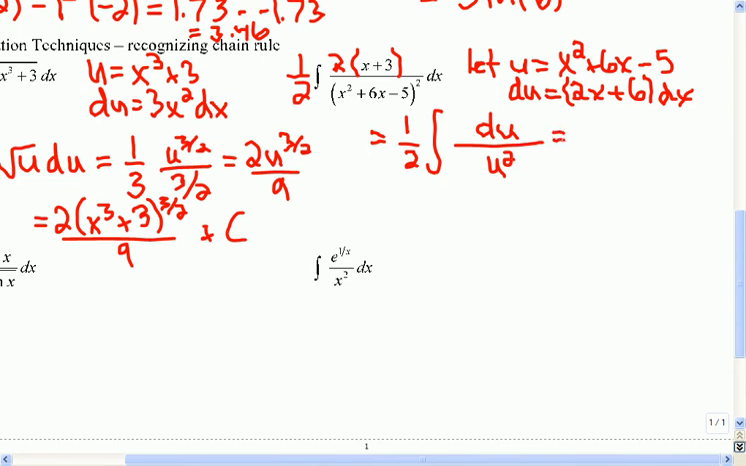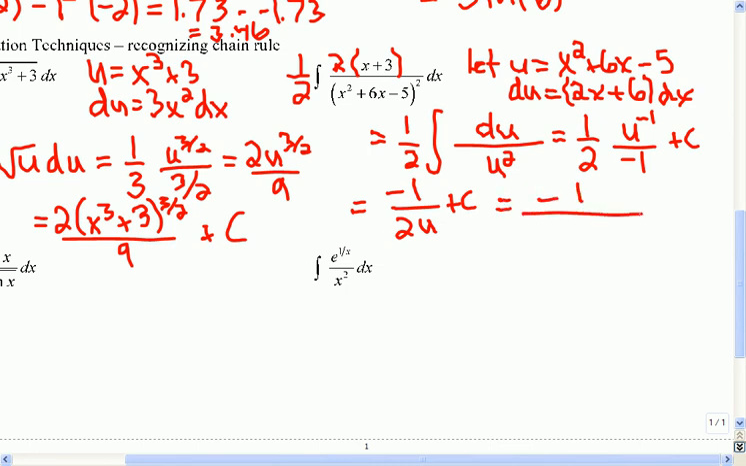Okay, so let's see here. If I use the power rule, that means I'm going to go to 1/2, and that'll be a -1, so it'll go u to the -1 over -1. So I could rewrite this as -1 over 2u plus my constant. And that'll be, let's see here, we made a substitution. So -1 over 2x squared plus 6x minus 5 plus a constant.